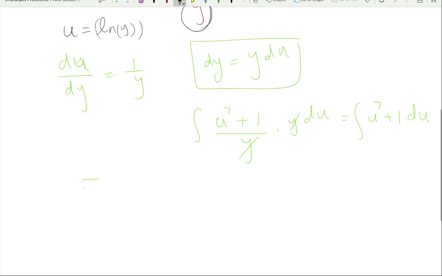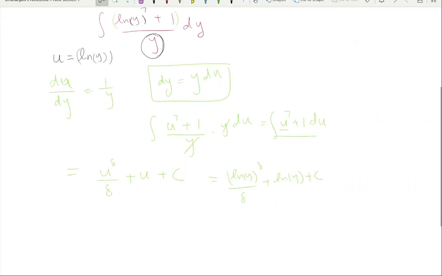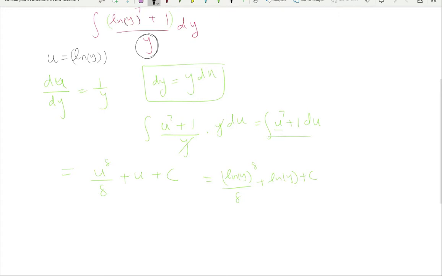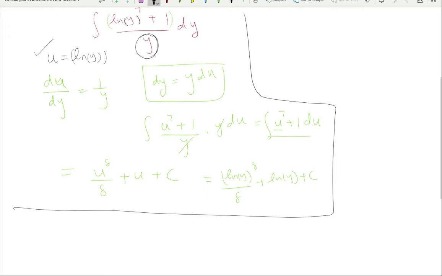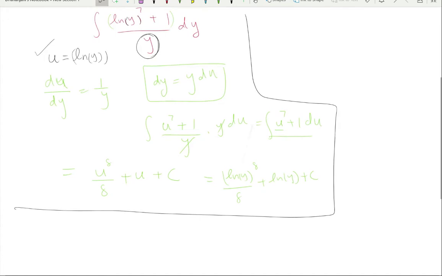Alright, so now if you integrate this one, you get u^8 over 8. You can integrate u^7 separately and 1 separately, which is u, plus c. Now u is natural log y, so the solution is (natural log y)^8 over 8 plus natural log y plus c. See, that's really important, right? So think about the other choices for u and think why they are wrong, because they will lead you to trouble. Okay, all right, so let's do another problem.